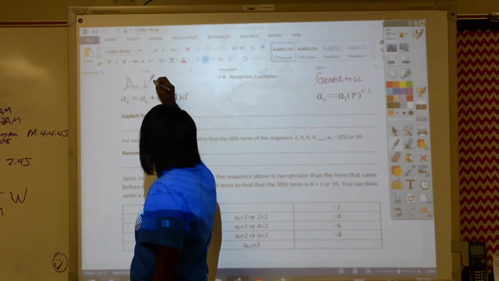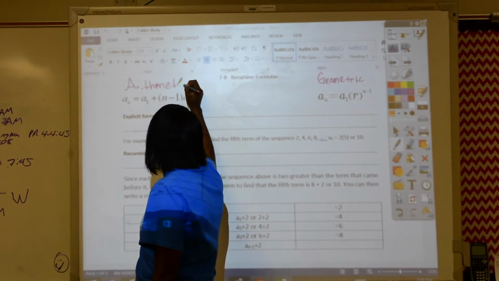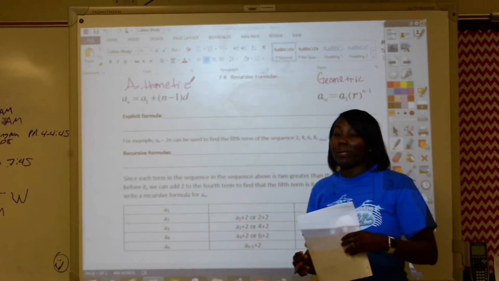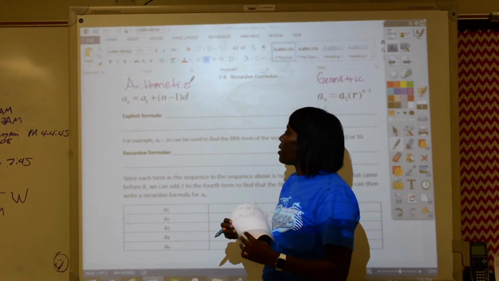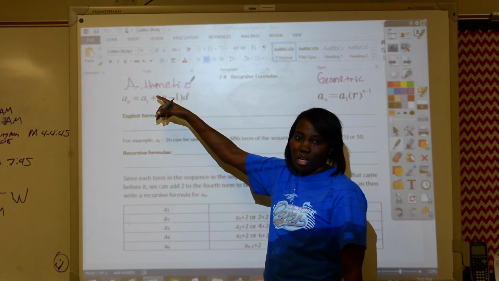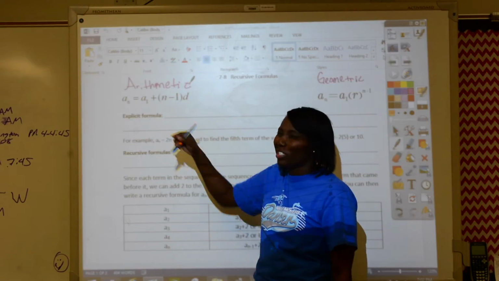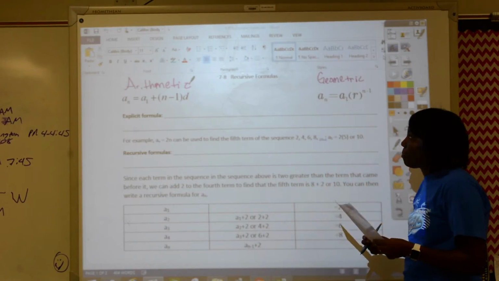And arithmetic, which I talked about, it's similar to slope. Everybody got it? And so remember it's similar to slope because basically you have a common difference plus the original term, which is like the y or stuff, but it's in an a sub n format.